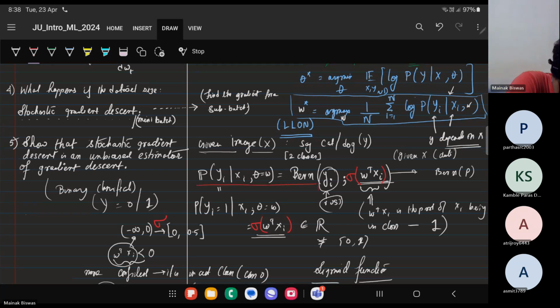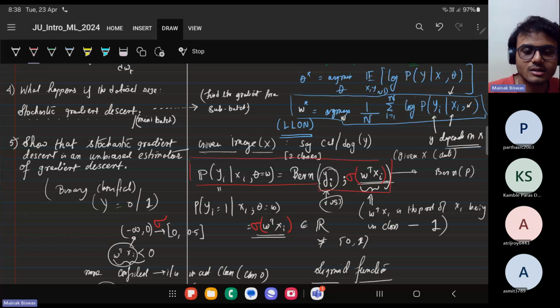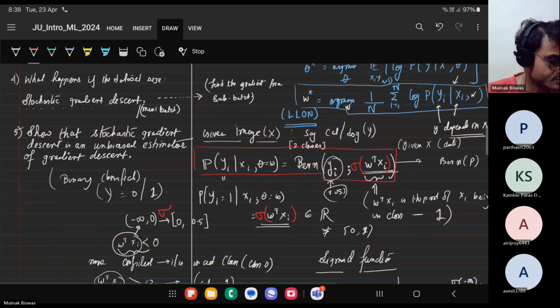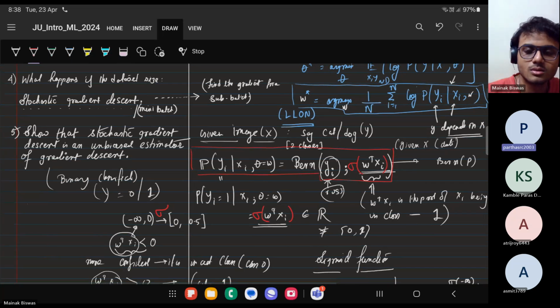It's a Bernoulli, right? Now where will I put it back? Which equation will I put it back in? See this, log p of y given x. I have to put the value in log p of y given x. We have already found the distribution of p of y given x, right? Theta star is equal to argmax of 1 by n summation of all those log p of y_i given x_i.